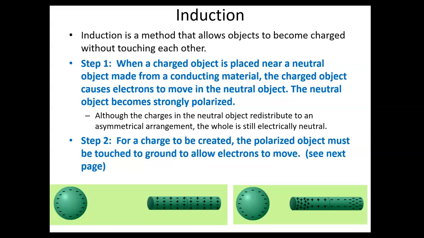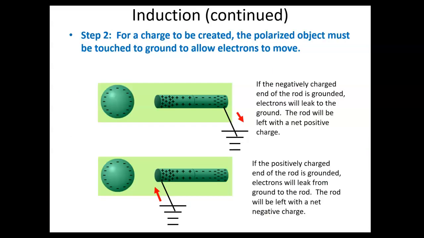So in order to create a permanent charge on the metal rod, that rod has to be touched to ground to actually allow electrons to move either into the rod or out of the rod. And so I'm going to show that on the next page. So we could actually create either a negative charge on the rod or a positive charge, depending on which end we ground. So in the top picture, the ground is touched to the right-hand side of the rod.